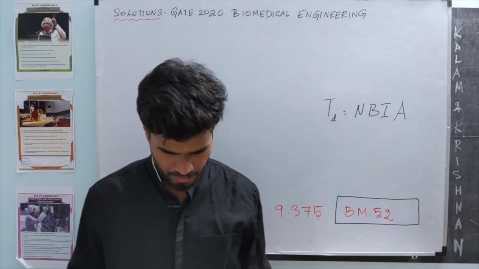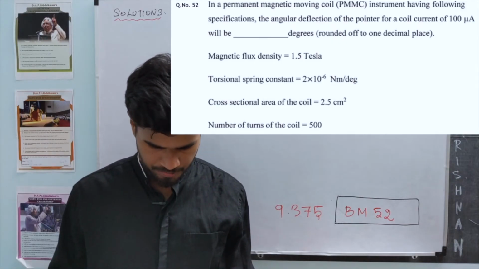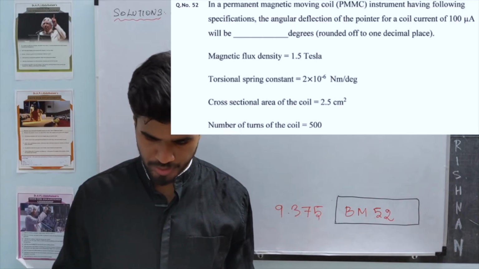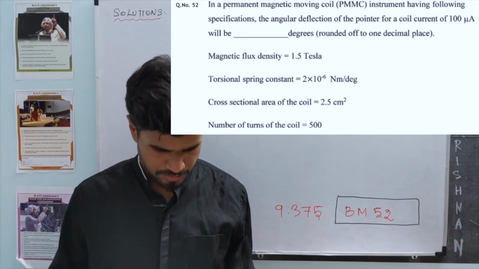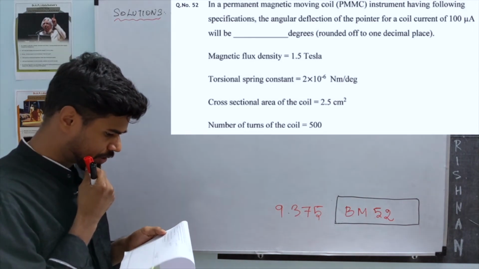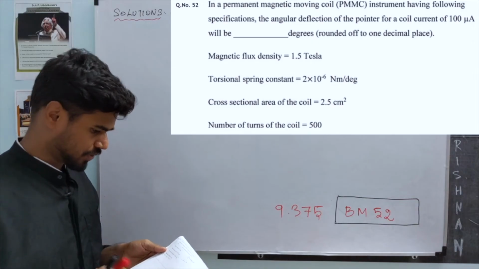52nd question. In a permanent magnet moving coil instrument having the following specifications, the angular deflection of the pointer for a coil current of 100 microamps will be dash degrees. Magnetic flux density, torsional spring constant, cross-sectional area of the coil, and number of turns of the coil are given.